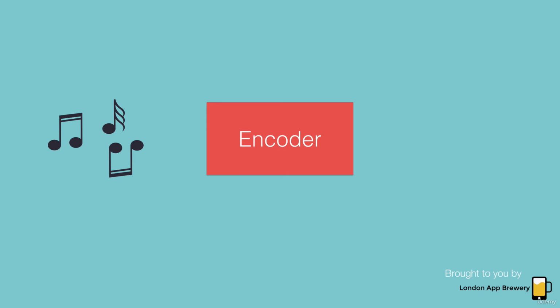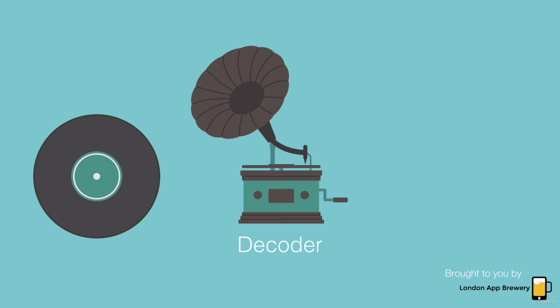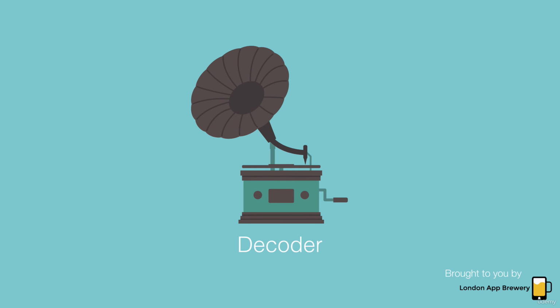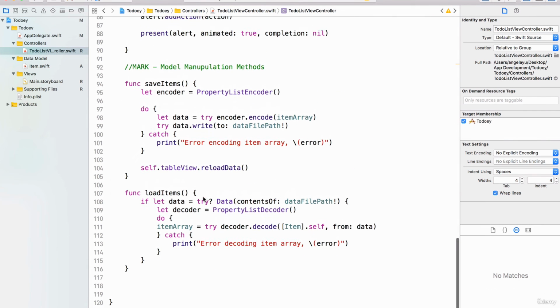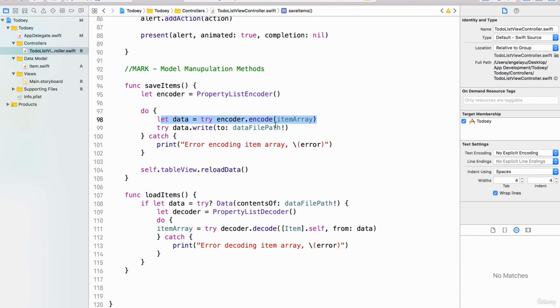So we're using the encoder to turn music into a vinyl disc. And that is our encoder. Now our decoder takes that same vinyl disc and plays it, or turns it back into the music. And this is exactly the same as what we're doing here. We're encoding one type of data, our array of custom objects, into data that can be written into a plist. And then when we need that data, we use a plist decoder to take out that data in the form of an array of items.